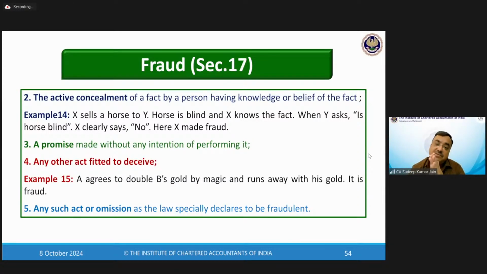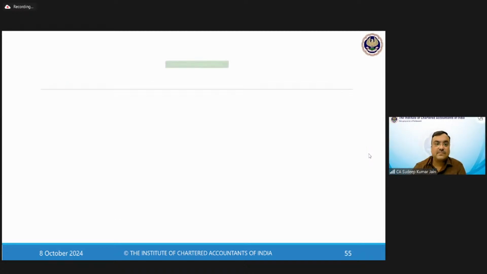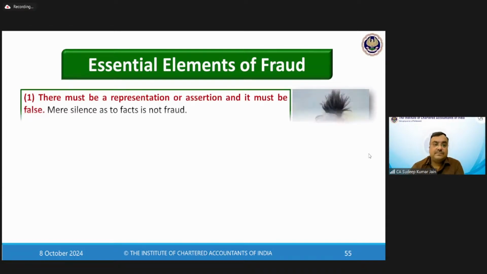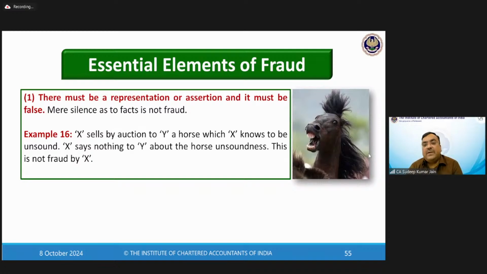So please repeat once again. Knowingly making false statement, knowingly hiding the facts, promise made without intention to perform, any other act to deceive, or any such act or omission as the law specifically declares to be fraudulent. The essential elements of fraud. This part may be important from your examination point of view.